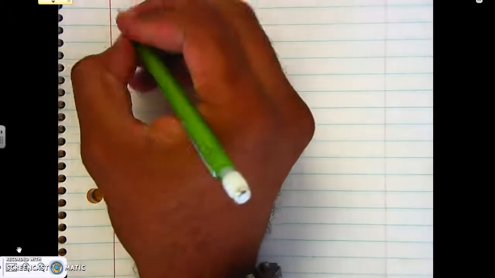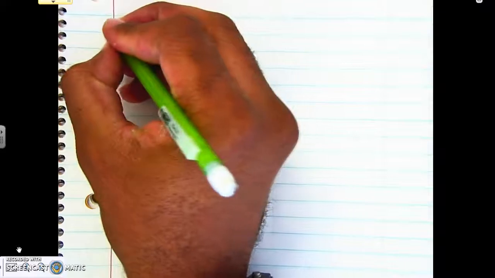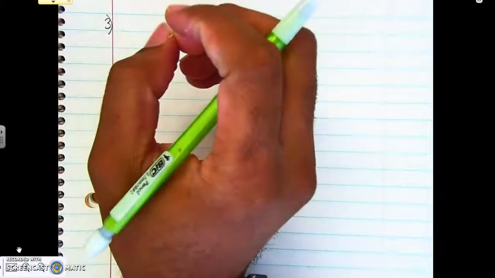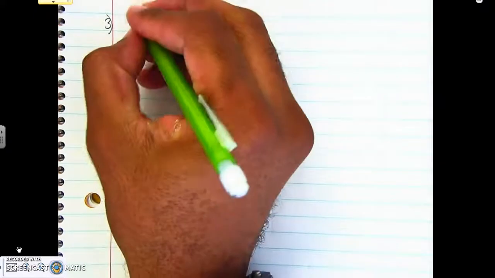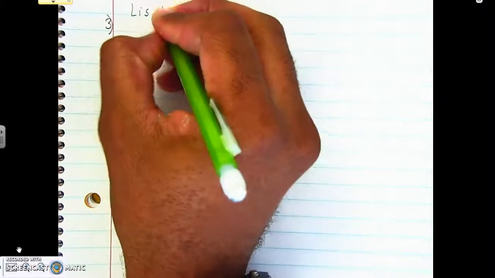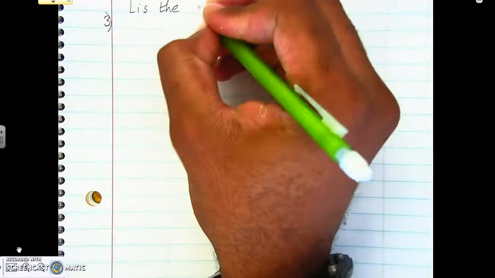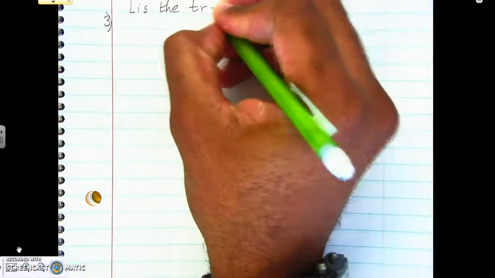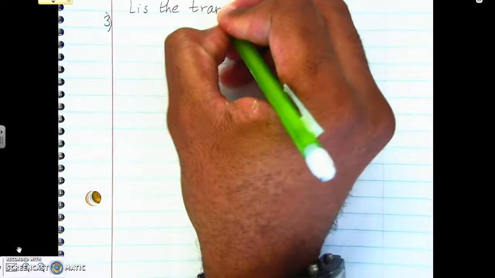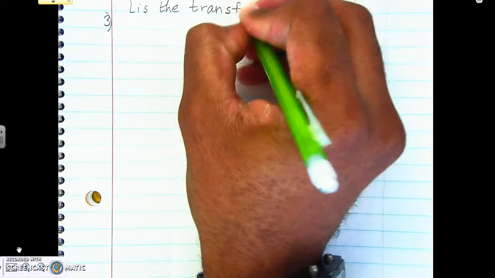Alright, so we are continuing on with the study guide. So let's continue with number 3. This one says to list the transformations. So that's all it says to do. It doesn't say transform anything, doesn't say do this or do that. It says just list the transformations.